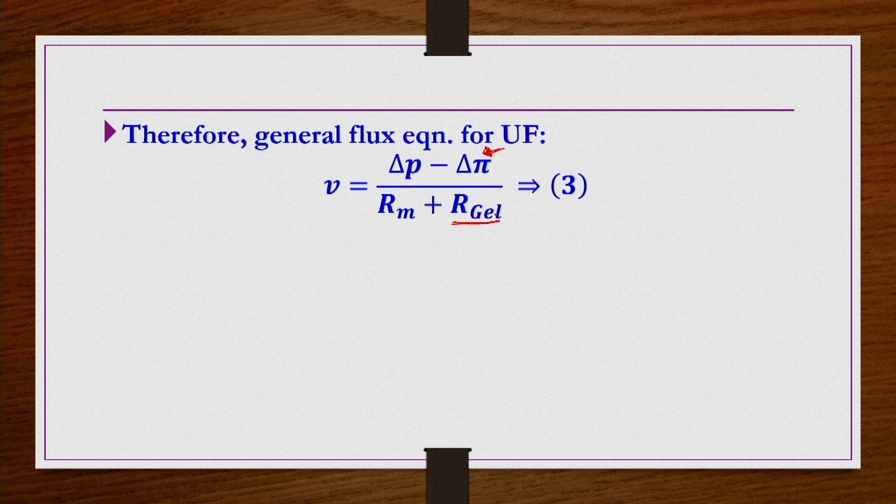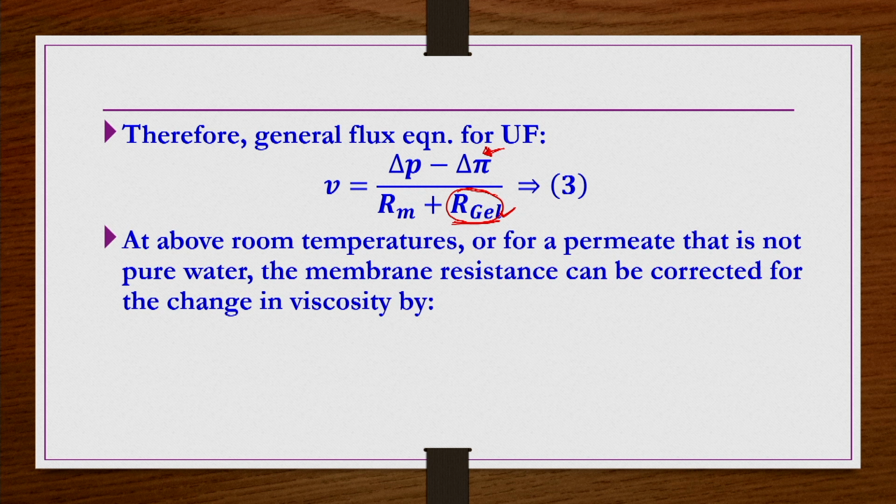So, that would also be offering additional resistance when we are using this membrane for purifying a solution. That resistance due to the additional gel that has formed should also be brought into the picture. So that is here. If you take the pure water case, delta pi and R gel would be 0, and then equation 3 would be the same as equation number 2 as we have just seen.